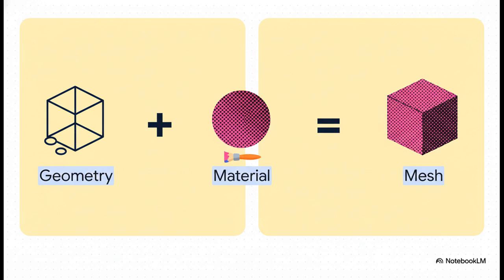And then you have the material. This is like the skin or the costume that you put on that skeleton. Is it made of shiny metal? Is it a dull red plastic? Maybe it's see-through glass? The material tells the object how to react to light. You combine a geometry with a material and boom, you get a visible mesh.